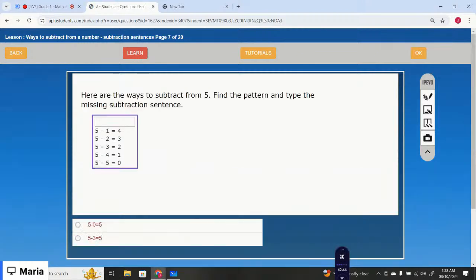Here are the ways to subtract from 5. Find the pattern and type the missing subtraction sentence. So, which sentence is missing? The correct option is 5. Take away 0 is 5. Option number 1 is the correct option.